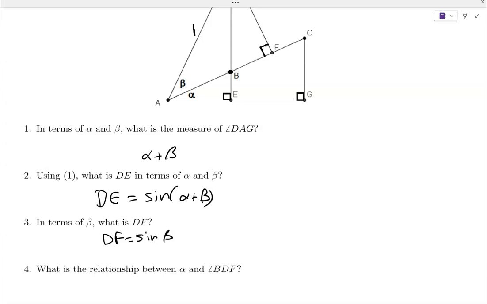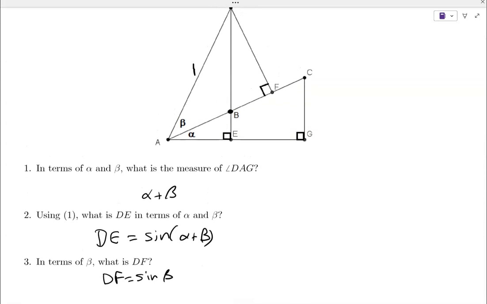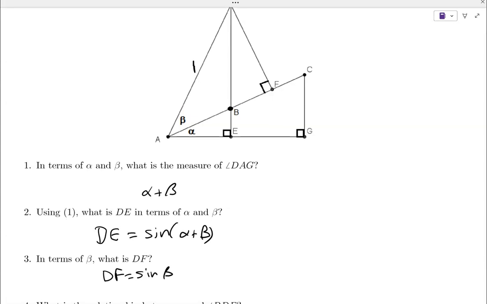They're equal again, right? Because we have alpha, and then this is 90 minus alpha. That's 90 minus alpha, so way up there is just alpha again.